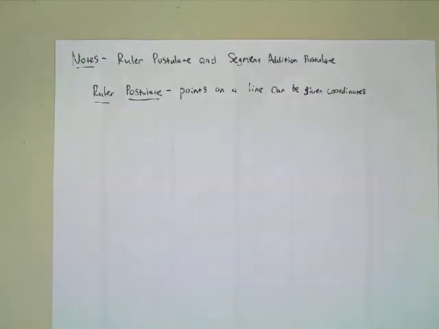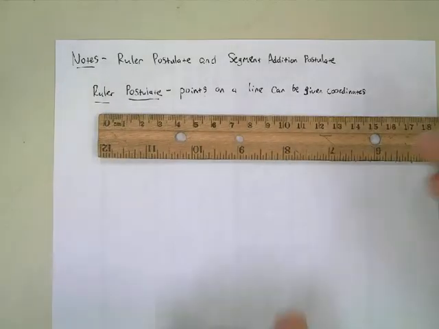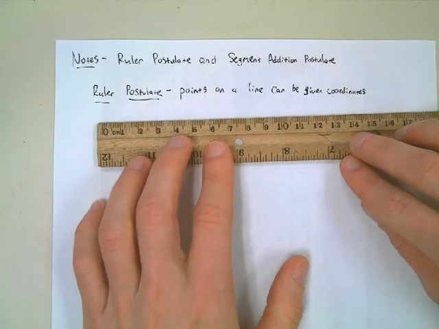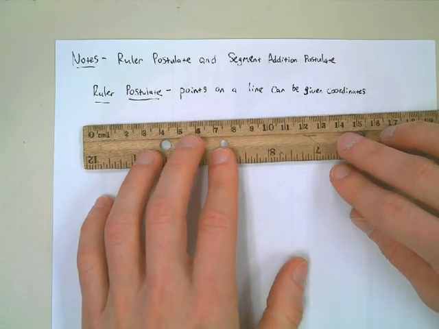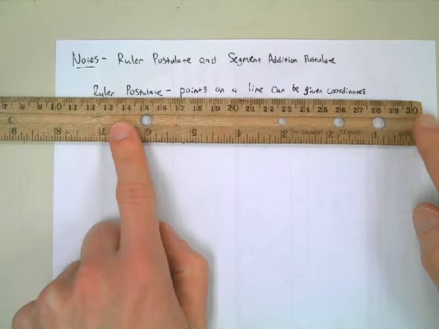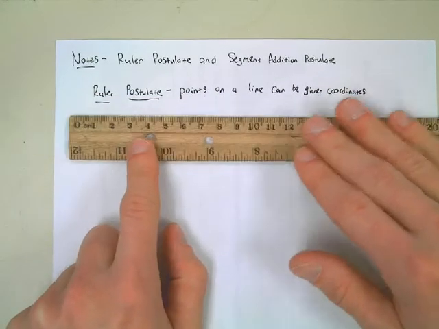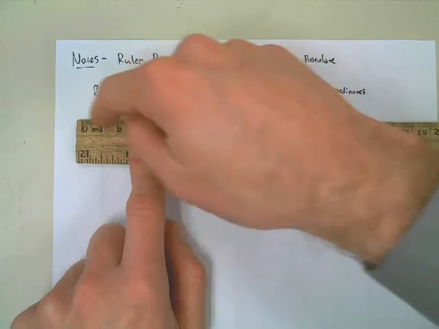Now you might be wondering, why do we call this the Ruler Postulate if we are saying points on a line can be given coordinates? Well, if you look at a ruler, it's not really a line. We might more think of it as a line segment, right? Because it has a starting point and a stopping point. You guys wouldn't be able to carry an infinitely long ruler in both directions. But if you think about it, it's got a line segment here.